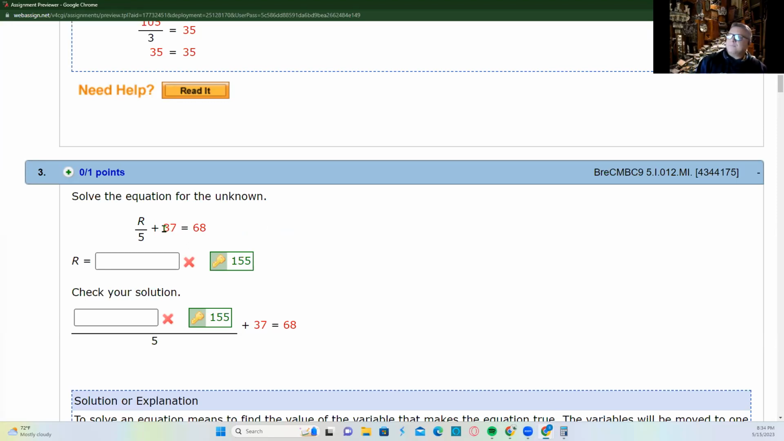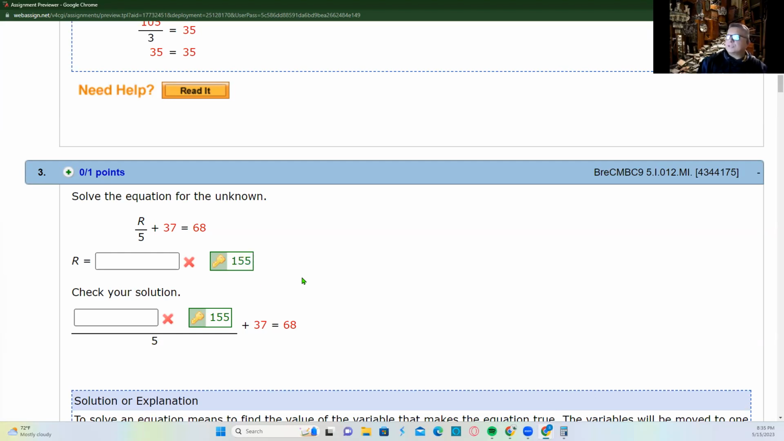So the thing farthest away from the R is 37. They're adding 37. So we're going to subtract 37 from this side, and we're going to subtract 37 from this side, which gives me, what's that, 31. So we're going to be left with R over 5 is equal to 31. They're dividing by 5. We're going to multiply times 5. 31 times 5 is 155. Boom, right there.